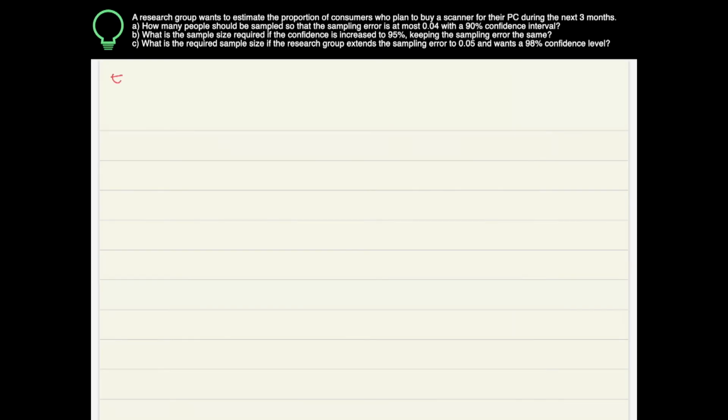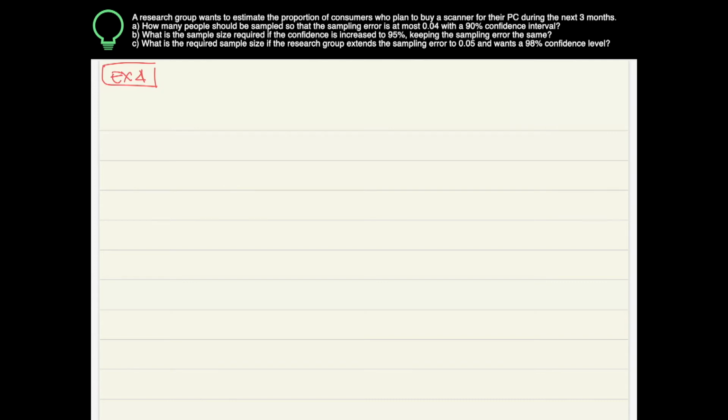Exercise number 4. Okay, for this case, I've included 2 exercises. The first is slightly easier, so you can try that by yourself. Let's go through the second one. A research group wants to estimate the proportion of consumers who plan to buy a scanner for their PC during the next 3 months. How many people should be sampled so that the sampling error is at most 0.04 with a 90% confidence interval?